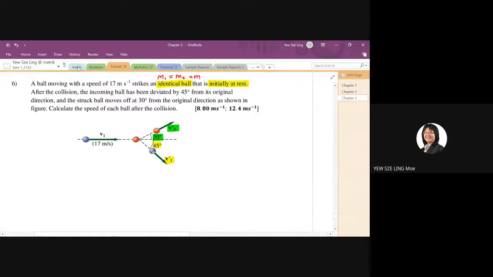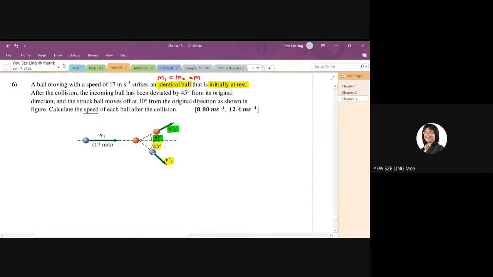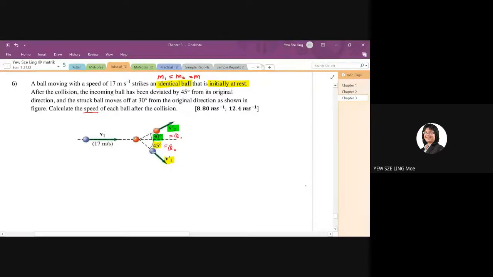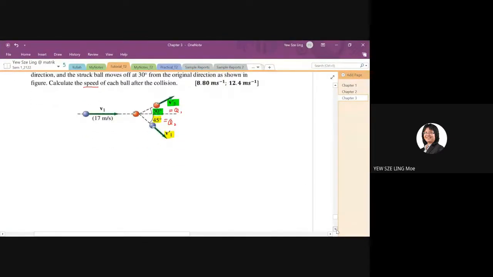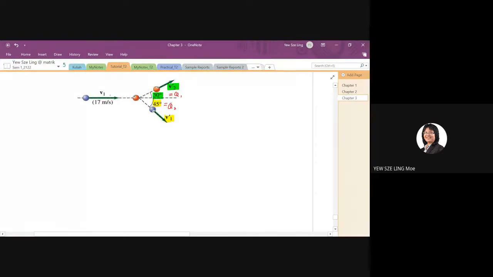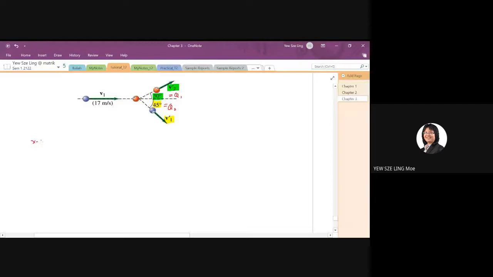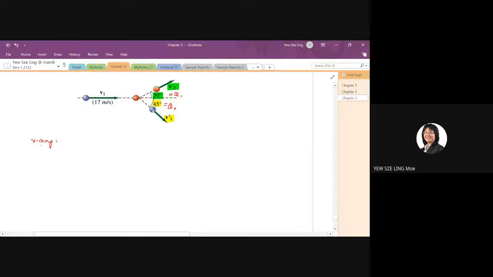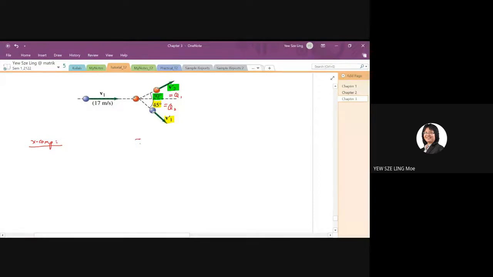So let's see, how are we going to calculate the speed of each ball? This question asks you to calculate the speed of each ball. We don't have V1, we don't have V2. What we do have is theta 2 and also theta 1. So let's see how we are going to solve this question. So again, let us begin with the x component. I'm going to start with these equations.